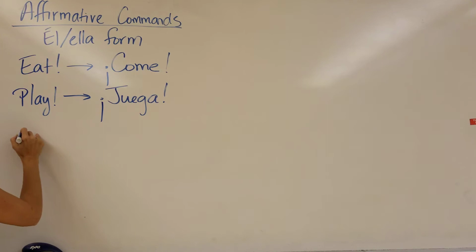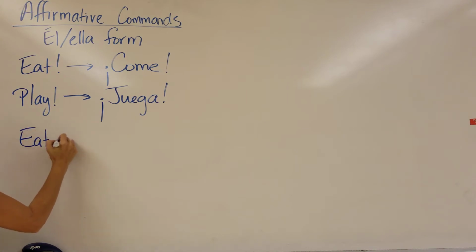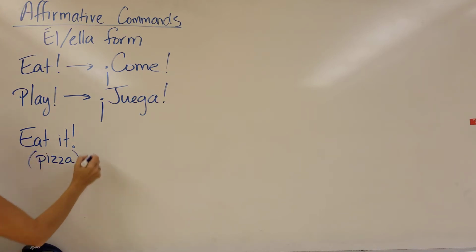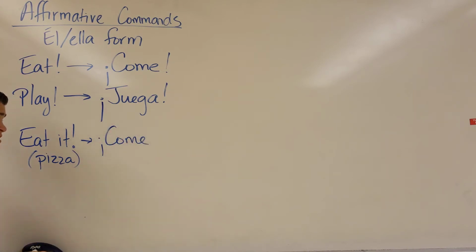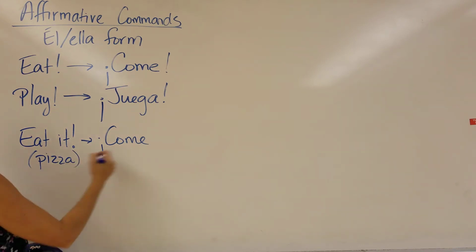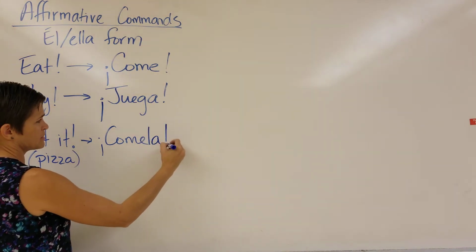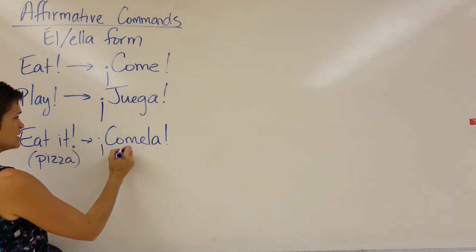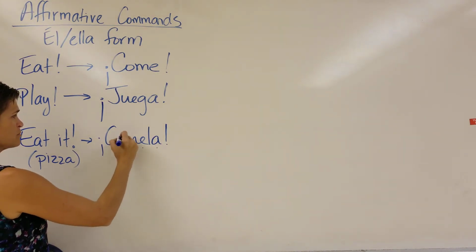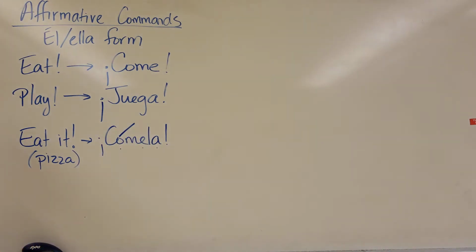So when we have a pronoun and I want to say, eat it, okay, and I'm talking about pizza. So I'll make my command, which is come, and with positive or affirmative commands, you have to attach the pronoun to the end. So if it's pizza that we're talking about, it's going to be feminine, cómela. And because I've attached it to the end, I'm going to go 1, 2, 3, bam, and put an accent on there. Cómela means eat it.